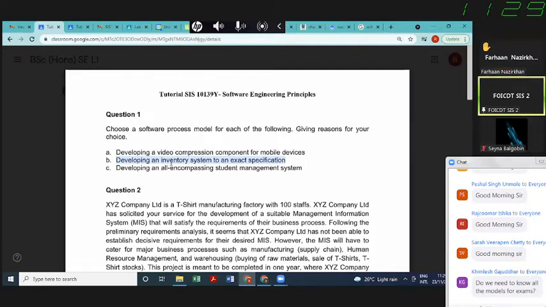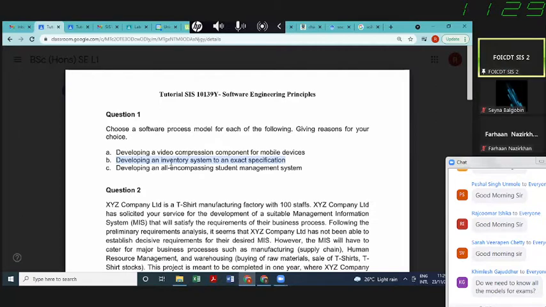Yes. Okay. Agreeable. But here again, when you read this, you have to identify the keywords. The keyword for part A was video compression component, where we talk about a low-level software. So I would characterize this as a low-level software. The keyword for part B was exact specification, so I'm going to map this to perhaps the waterfall model. The keyword for part C, according to me, is all-encompassing.